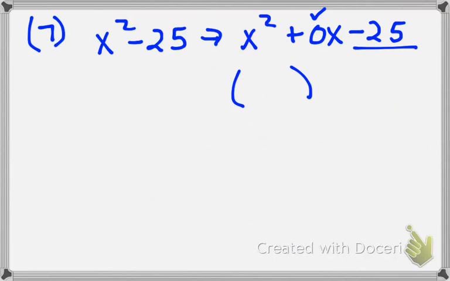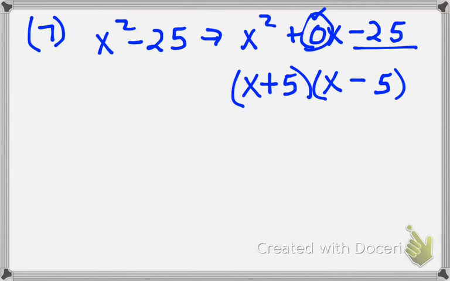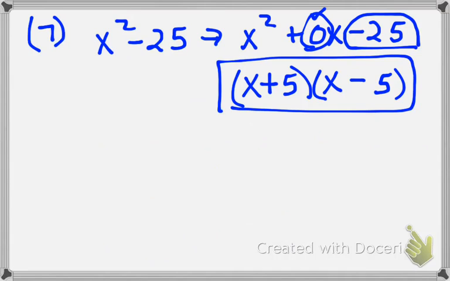So if I do my two factors, I'm going to have x and x. And 25 could be 5 times 5. If I make one of them addition and one of them subtraction, then positive 5 and negative 5 do add up to be 0, and positive 5 times negative 5 do multiply to be negative 25. So this is the answer.